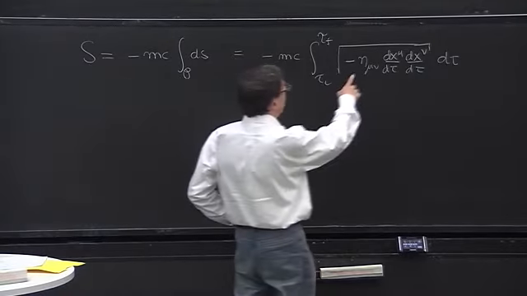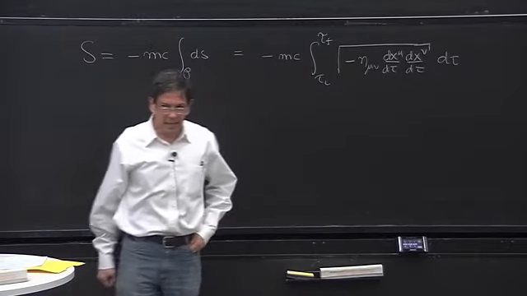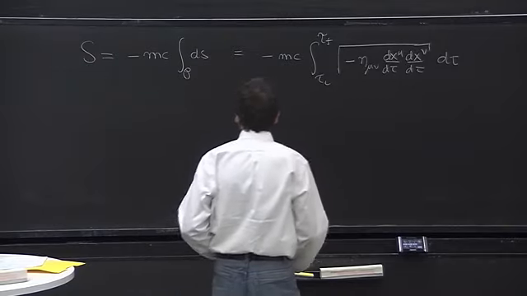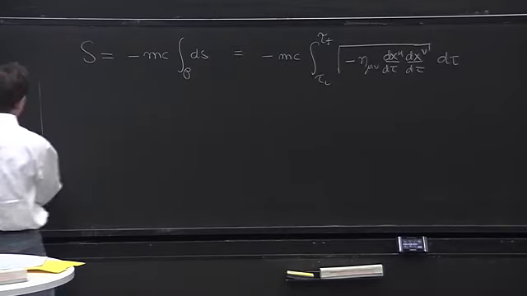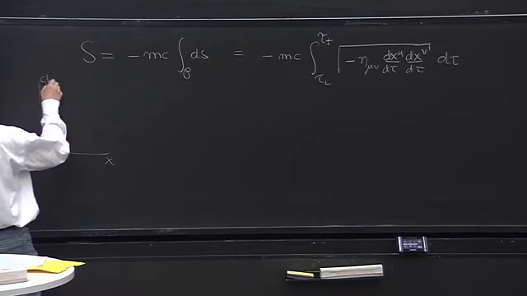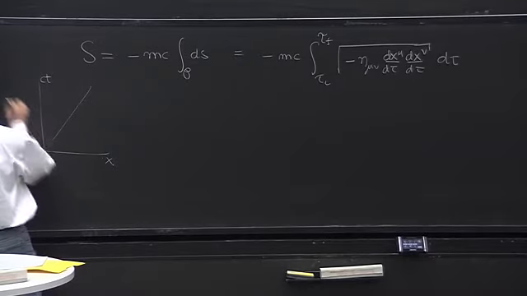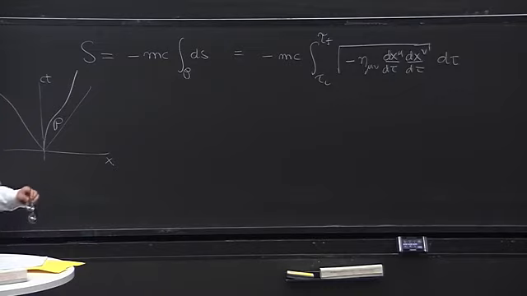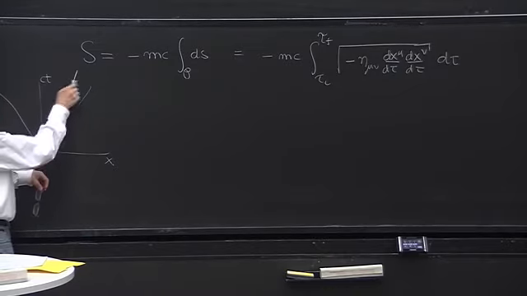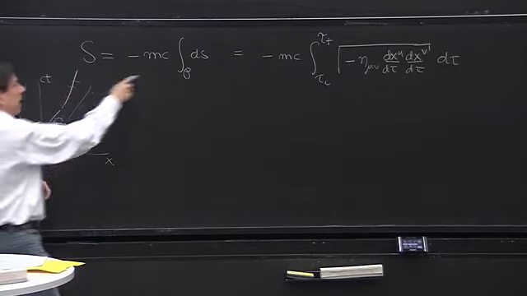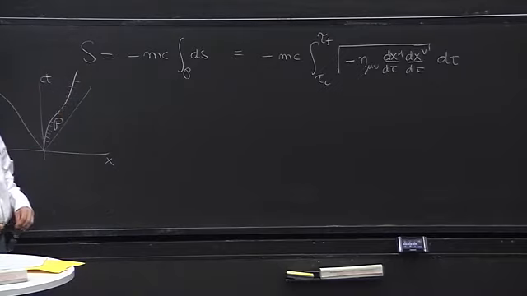An important fact about this parameter is that it's not really needed. That is, if somebody would have given you this motion of a particle, here is x, here is ct, and this particle is moving some way, you could have just come here and cut this in pieces and calculate what is the ds for each one and add them up. That's the meaning of this integral.